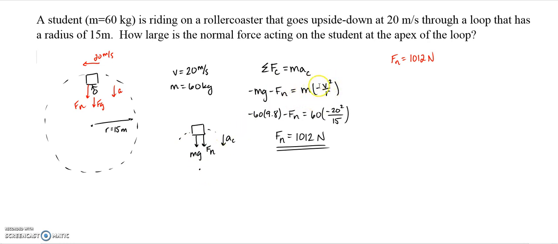Now, here's the thing. Your acceleration is a negative value because it is pointing down. So you could calculate this off to the side, get a value for your acceleration, and then put it in here, but it has to have a negative value. So just make sure that shows up in the situation. So you know mass, you know the gravitational field strength, don't know normal, know mass, know the speed, know the radius. It's all there. Solve for the normal force, and you get 1,012 newtons.